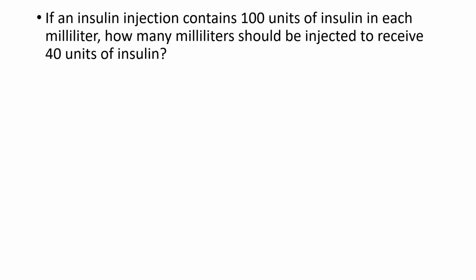So the first question is, if an insulin injection contains 100 units of insulin in each milliliter, how many milliliters should be injected to receive 40 units of insulin? So as in any ratio and proportion problem, we need to establish the relationship of units. So the first one is, for every 100 units, there is 1 ml of injection. So the question is asking, how many milliliters do we need if the patient needs 40 units?